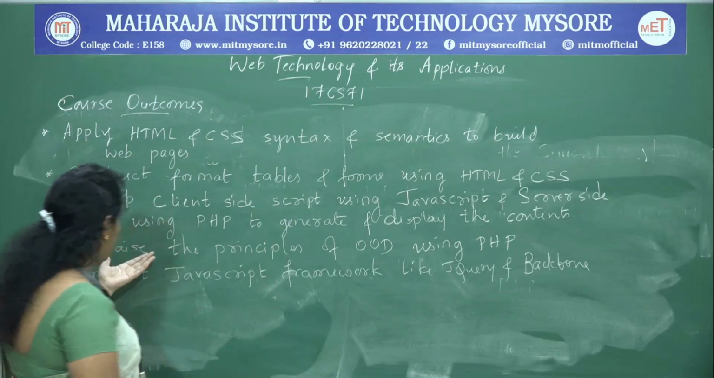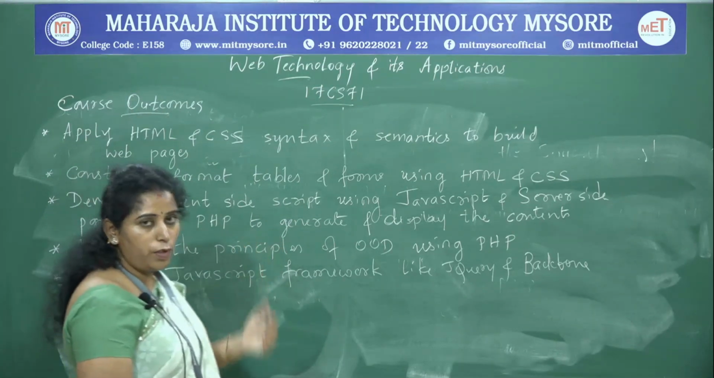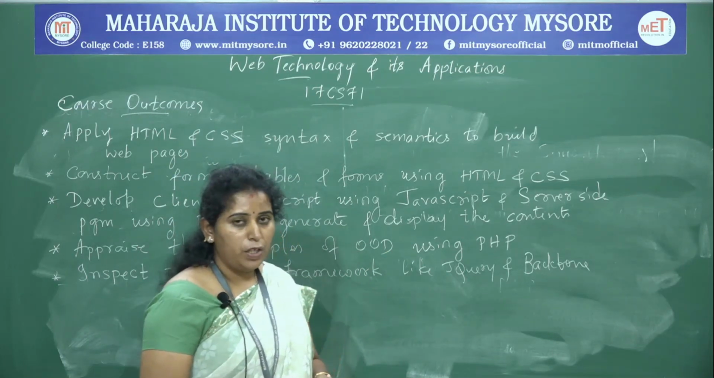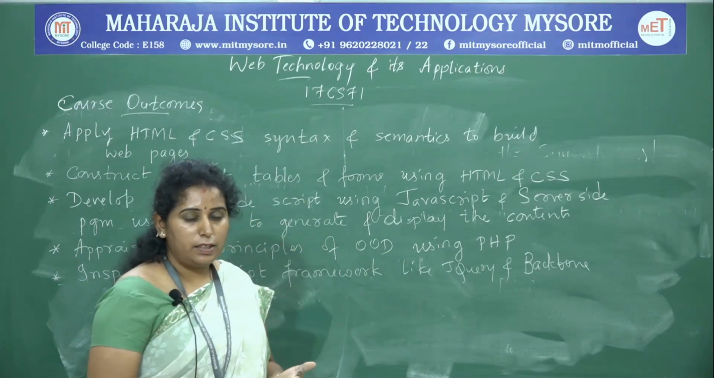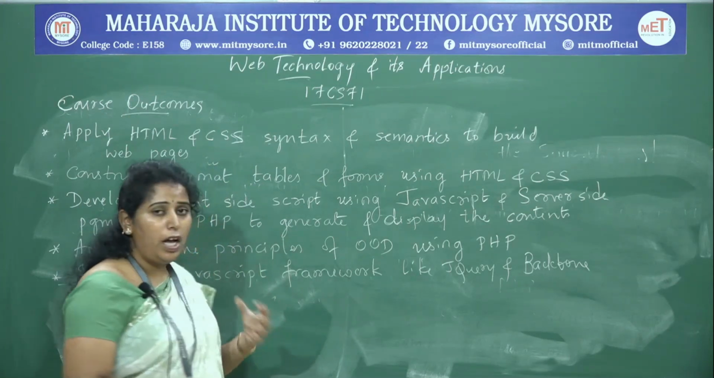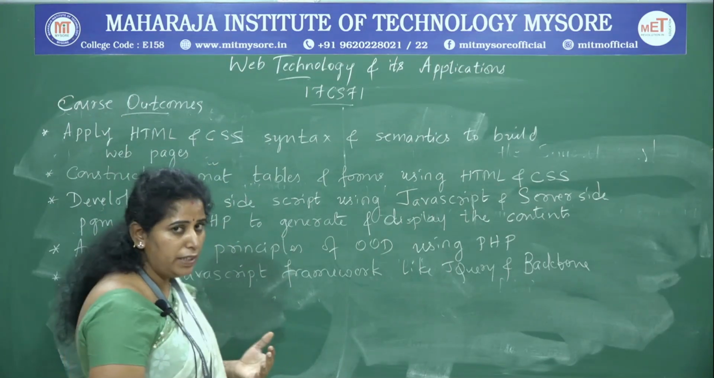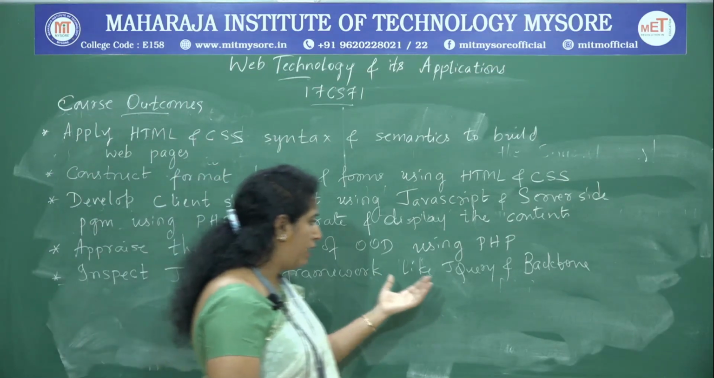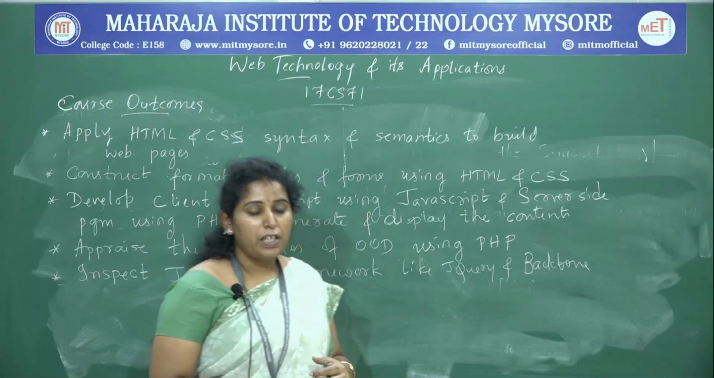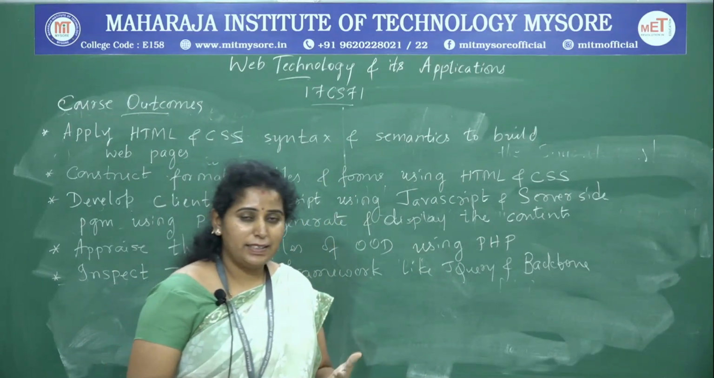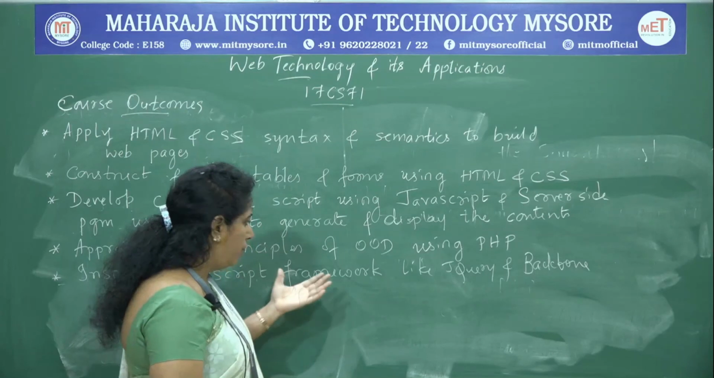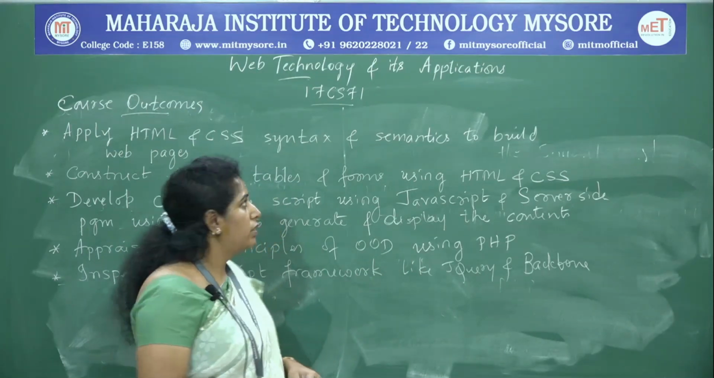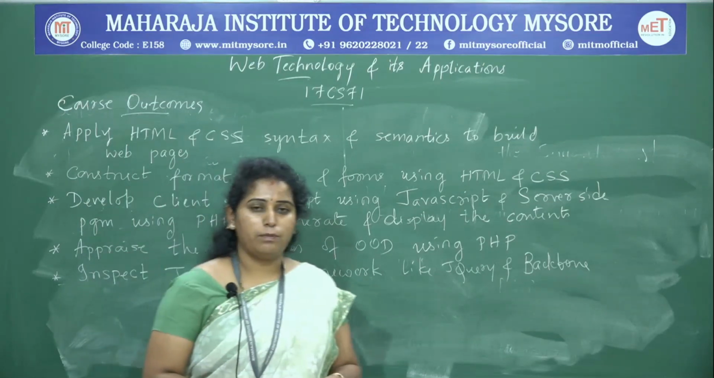Okay. The next one says to apprise the principles of object-oriented development using PHP. By making use of classes and objects, you will get to know how the web page can actually be designed. Next is to inspect JavaScript frameworks like jQuery and Backbone. So you will do some analysis and investigation of JavaScript frameworks, that is advanced JavaScript. So this is all about the course outcomes.